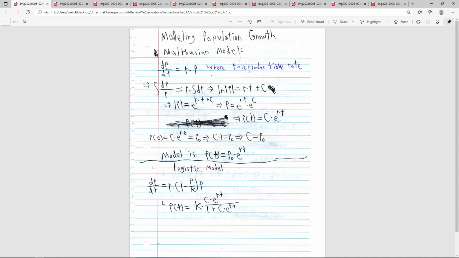You can be given dP/dt equals r times (1 minus P over K) times P. K is the carrying capacity in this model, C is just a constant, and r is the reproductive rate, like before. Carrying capacity is basically the leveling off point where the population won't grow further, at t equals infinity, as time goes on forever. That's what it should stabilize at, ideally, in the logistic model. It'll rise to that level and not go any higher. P of t equals K times C times e to the rt divided by 1 plus C times e to the rt.